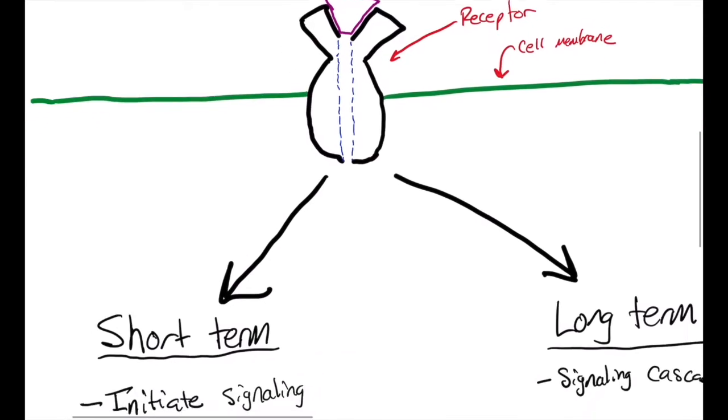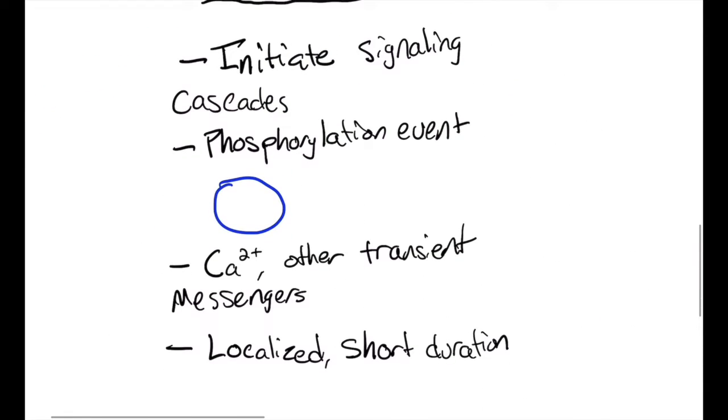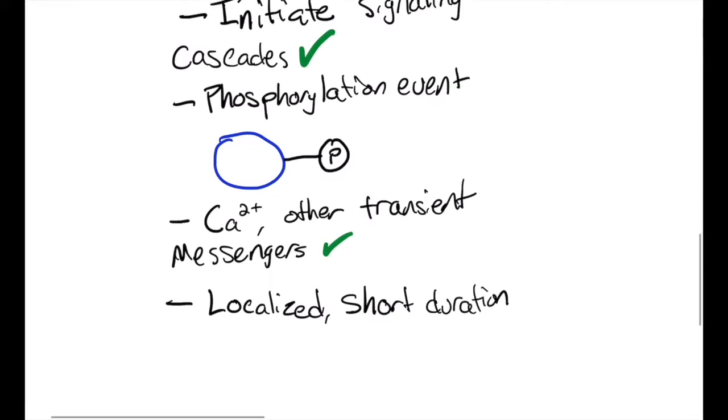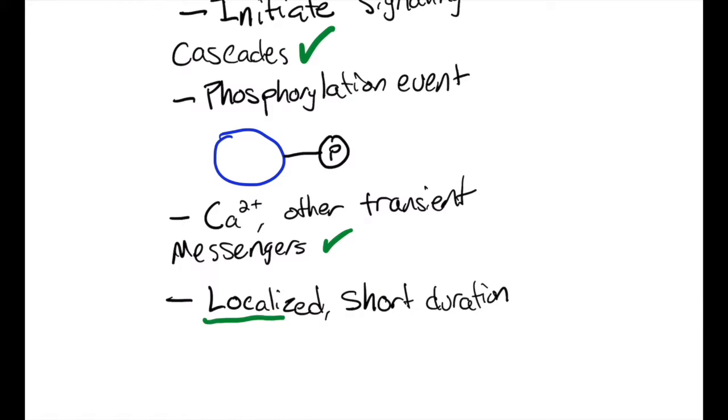In the short term, these activation events can trigger cellular signaling cascades that alter cell properties in response to the signal. Often, this type of cascade is initiated via a phosphorylation event, though other signaling molecules such as calcium may be used instead. These effects are usually localized, though some can be more global, and are only suited to endure for a short period of time.